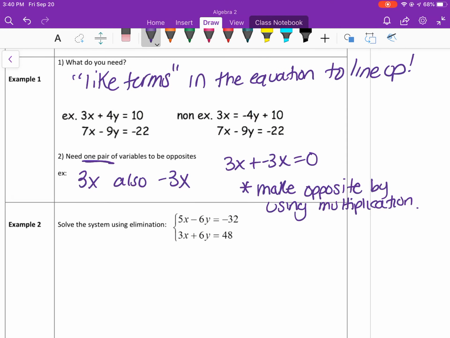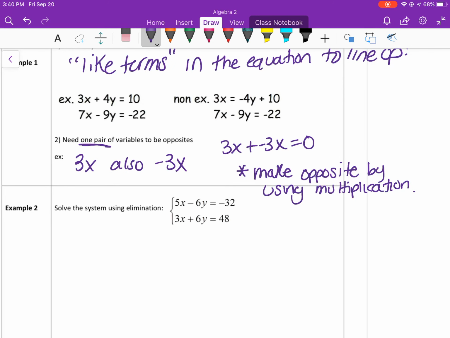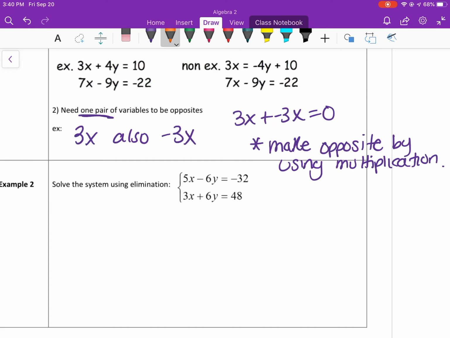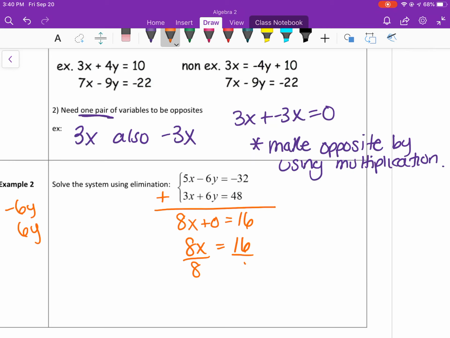Okay, so we start out with example 2, and we have it nicely lined up, 5x, 6y's, the equals, everything's lined up. And we also have opposites, because we have a -6y and a +6y. Once you have opposites, you add the equations together. So 5x plus 3x gives me 8x. And -6y plus 6y, well, that's just 0. And then -32 plus 48 will be 16. So really I just have 8x equals 16. Then I can continue to solve for x by dividing both sides by 8, and I get x equals 2.